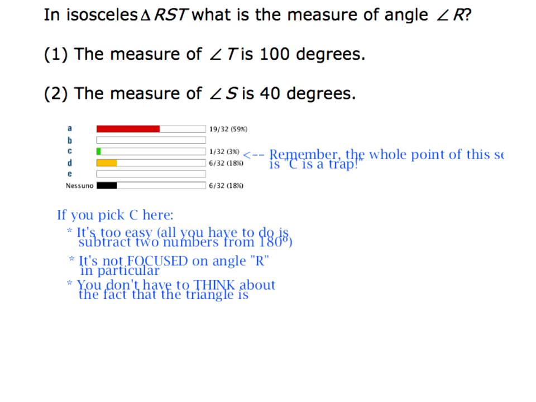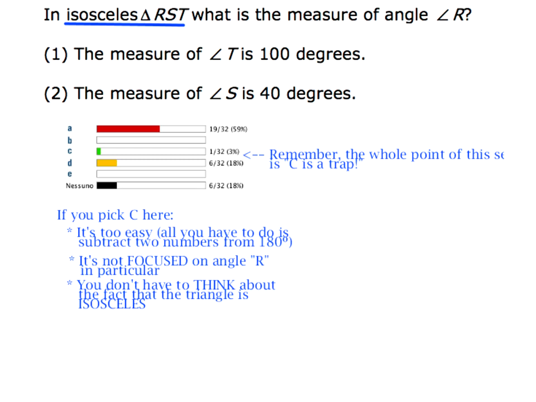Isosceles is one of those words you have to know, but even if you don't know what it is, you can probably tell that it's important, because otherwise they wouldn't tell you that. So if you're just doing 180 minus 100 minus 40, then you're ignoring this important information. That's never a good thing. So don't pick C, don't pick E.